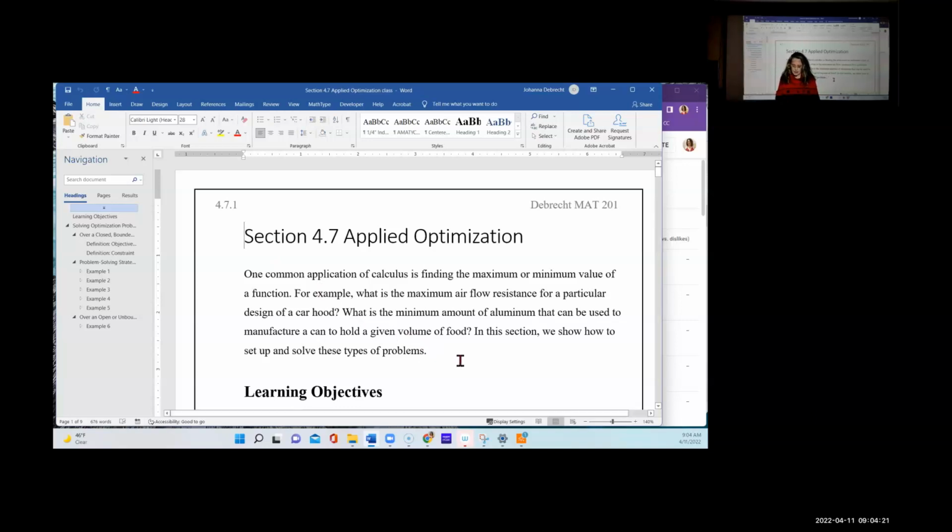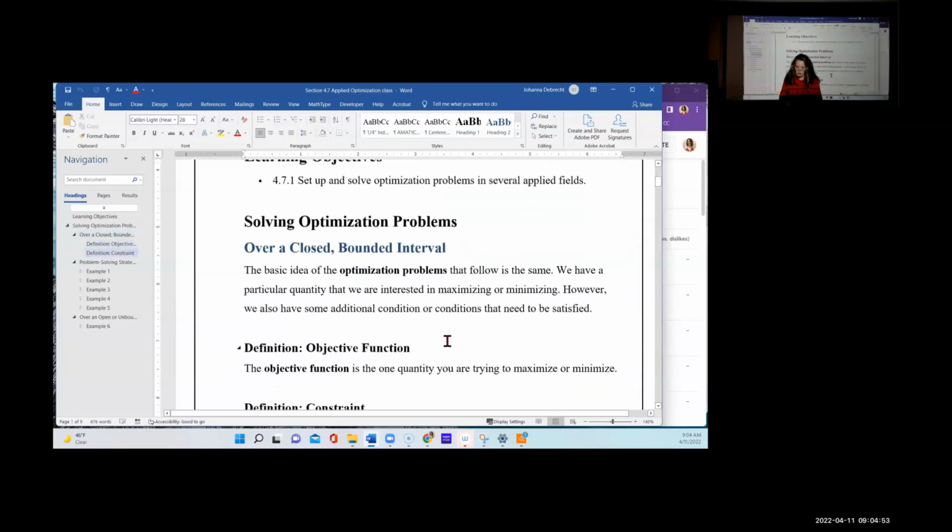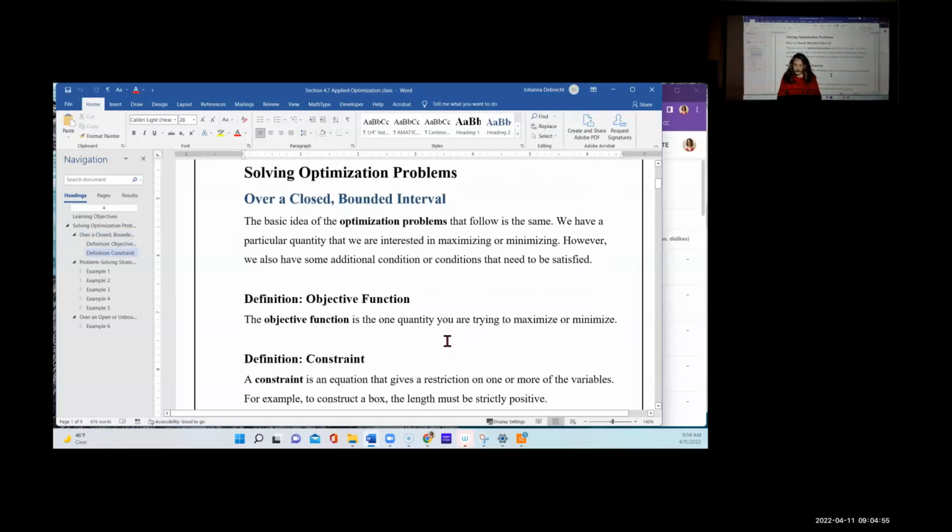So for example, you might be looking for maximum airflow for a particular design of the hood of a car, or you might be trying to find the minimum amount of aluminum that can be used to manufacture a tin of food in order to hold a certain volume of food. You know, you want to hold 14 ounces. What's the minimum amount of aluminum you can use in a right circular cylinder shape? So in this section, we're going to talk about how to set up and solve those.